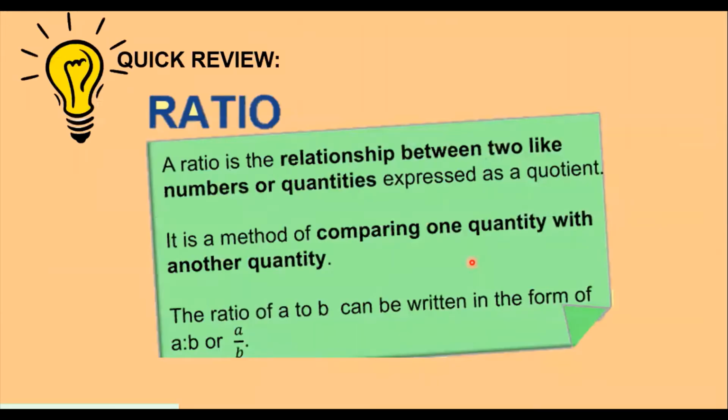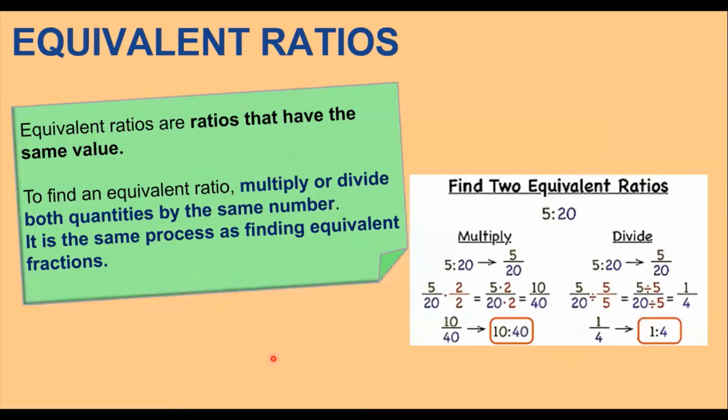Now, a quick review. Ratio is the relationship between two like numbers or quantities expressed as a quotient, which can be written in the form A over B. Now, equivalent ratios are ratios that have the same value. So to find an equivalent ratio, multiply or divide both quantities by the same number. It is the same process as finding equivalent fractions.